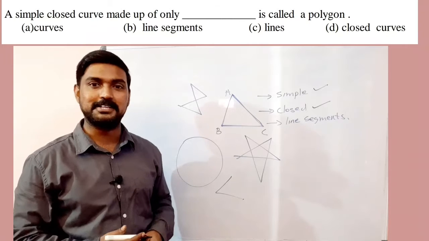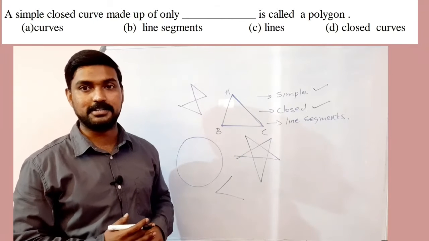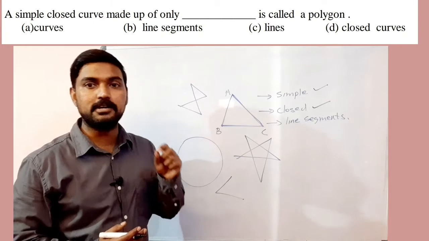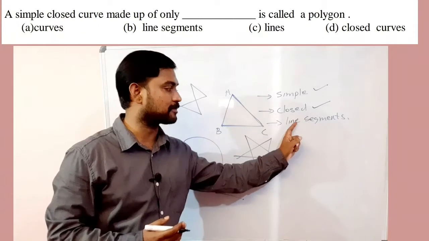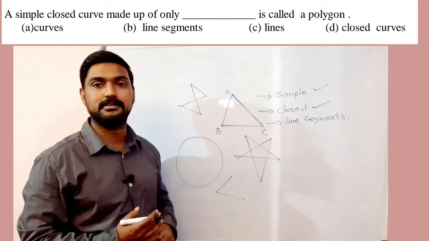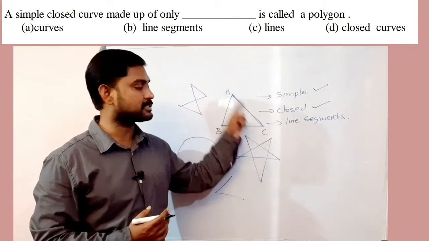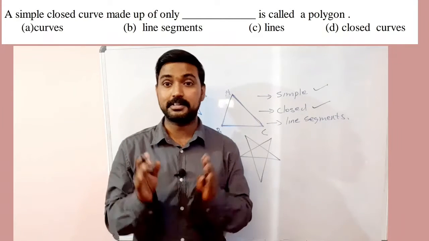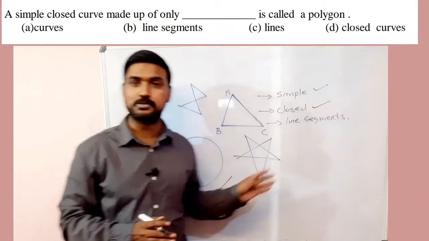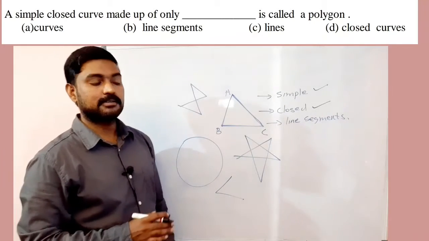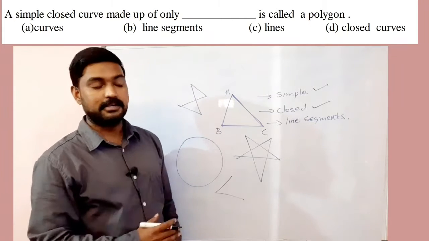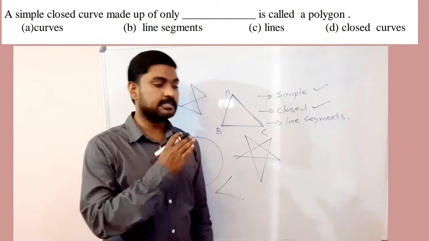Now we can easily answer our question. What is the answer? A simple closed curve made up of, yes, line segments, not with curves or any other things. By joining line segments, what we get is the polygon. So I think you understood what a polygon is. So the first question's answer is, yes, made up of line segments. Option B is the right answer.